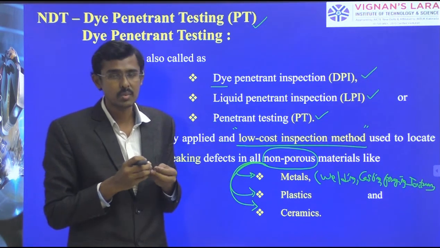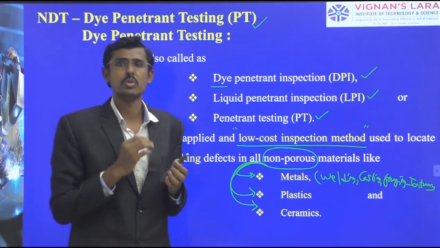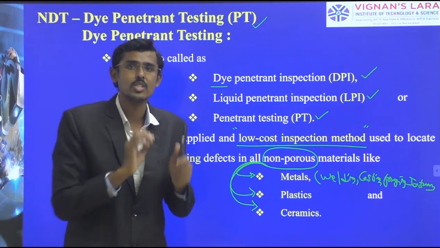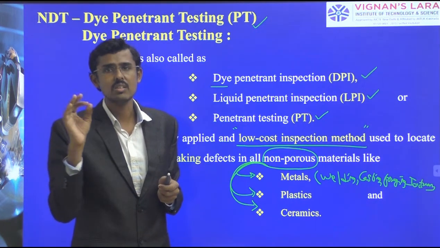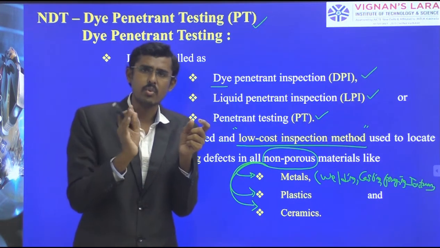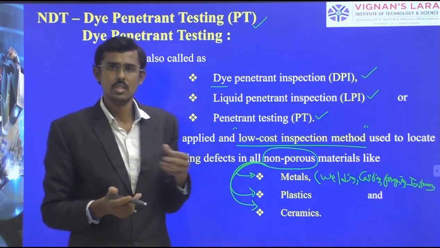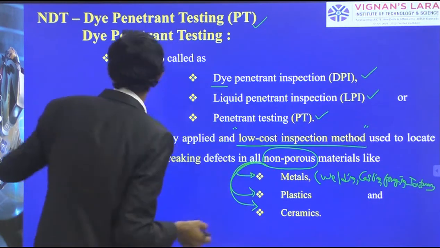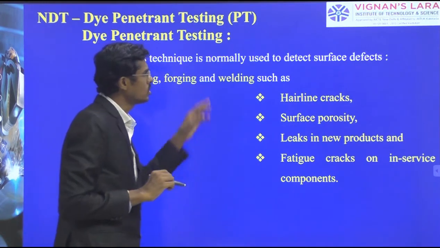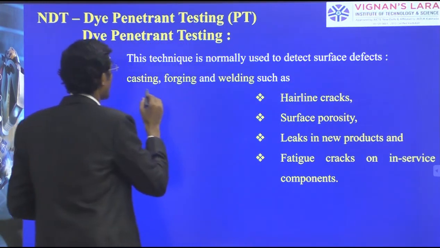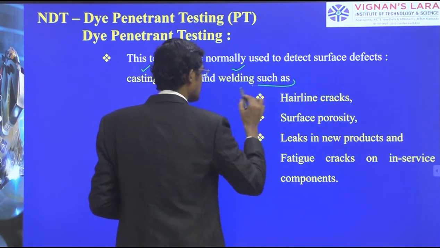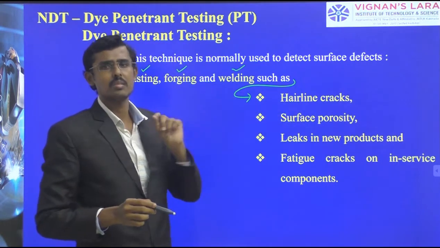How they have done the welding process, how they have done the grinding operations, how they did the lathing, all these things we have to subject to inspection to find the discontinuity, which means the defect. For discontinuities less than 0.08, our eyesight is not suitable. Then we depend on penetrant testing methods. It uses contrast colors. This technique is normally used to detect surface defects in castings, forgings, weldings, such as hairline cracks and micro cracks.